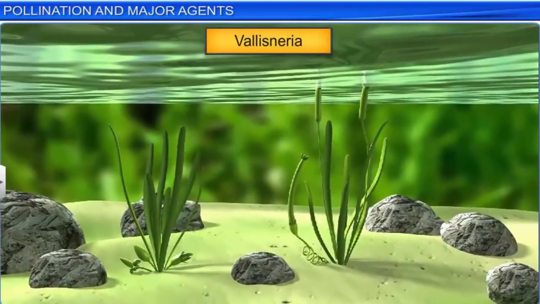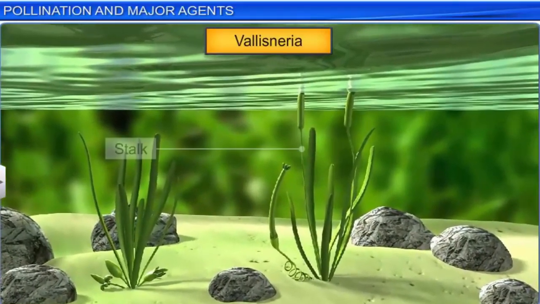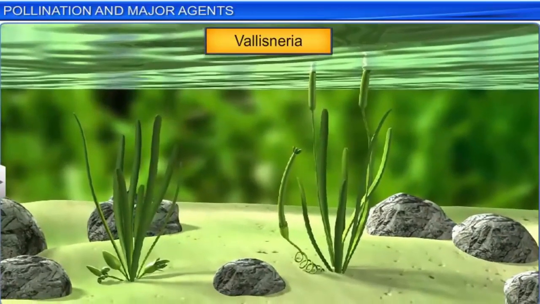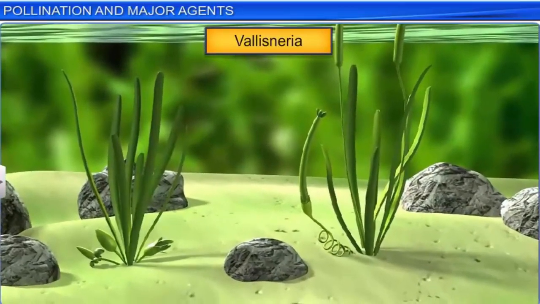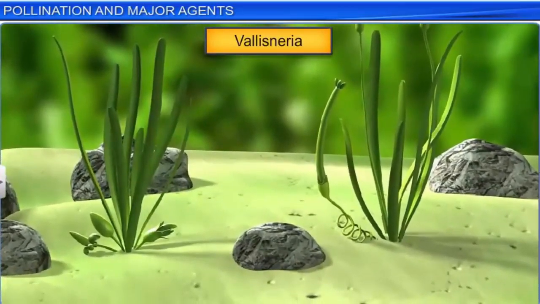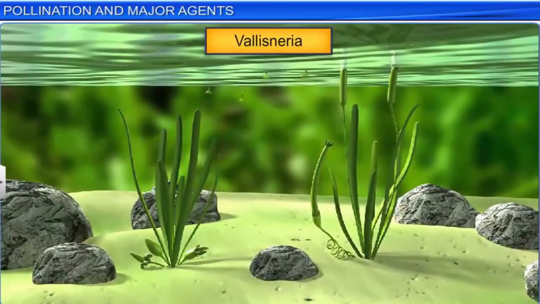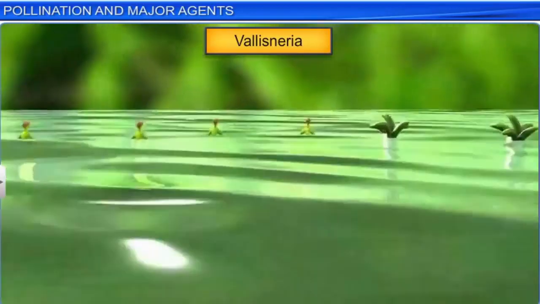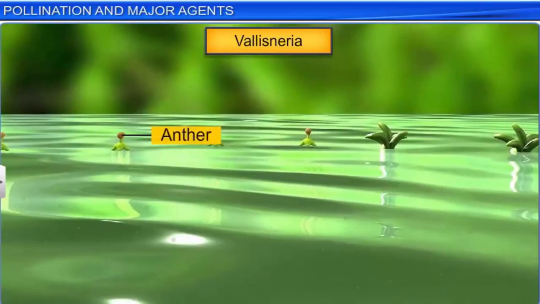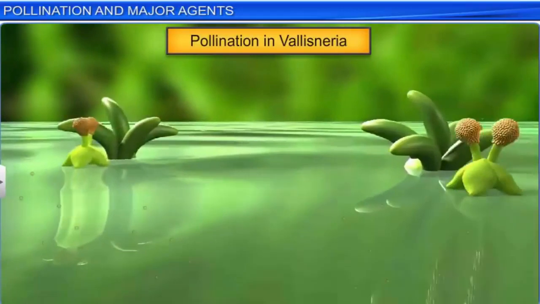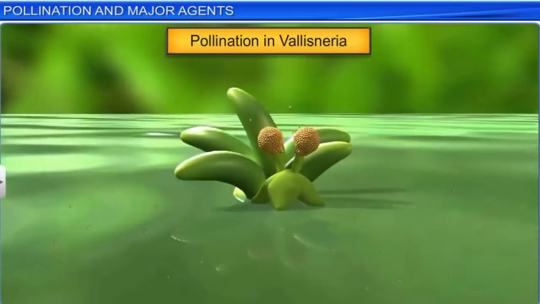In Vallisneria, for example, the female plant produces a long-stalked female flower that reaches the surface of the water. The male plant, on the other hand, remains submerged in water, where it produces several tiny floral buds. Upon maturing, the buds rise to the water's surface and open up to expose the anthers. Pollen released from the anthers is carried by water currents, where some of them eventually come in contact with the stigma.